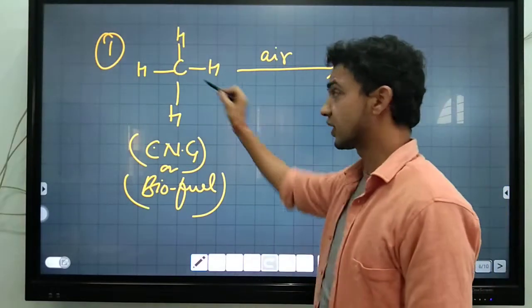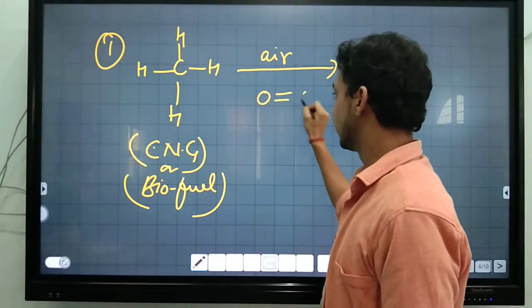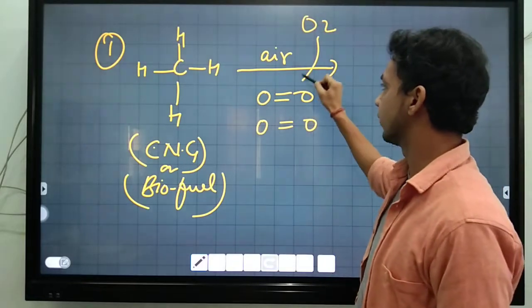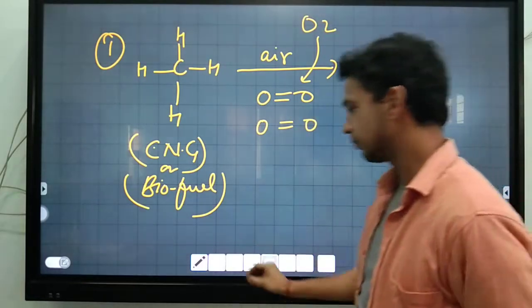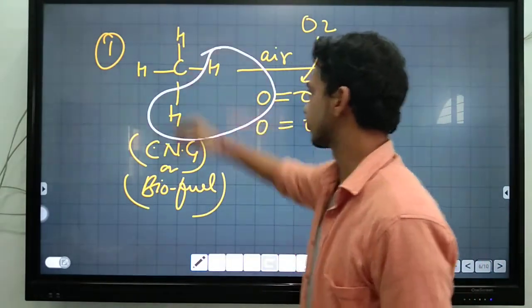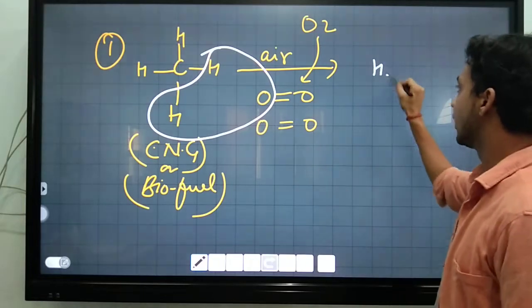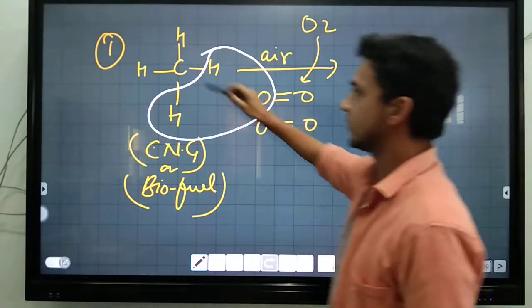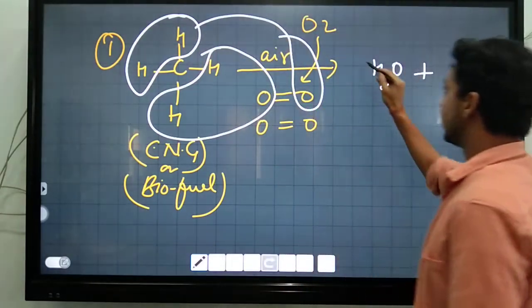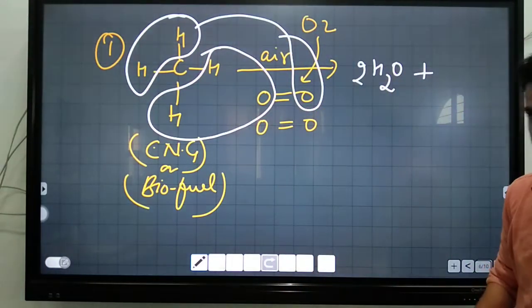But what happens? This is a carbon compound. We are taking lots of oxygen, so we can write O2 with a double bond. So what happened? Here two hydrogens combine with one oxygen and are removed in the form of H2O. See guys, the other two hydrogens are also available. They also combine with this oxygen and are removed in the form of a second H2O.